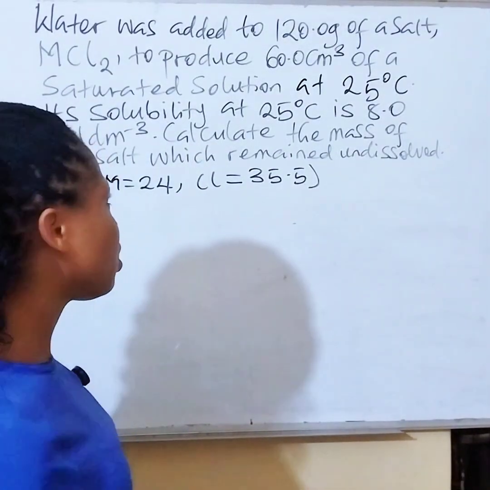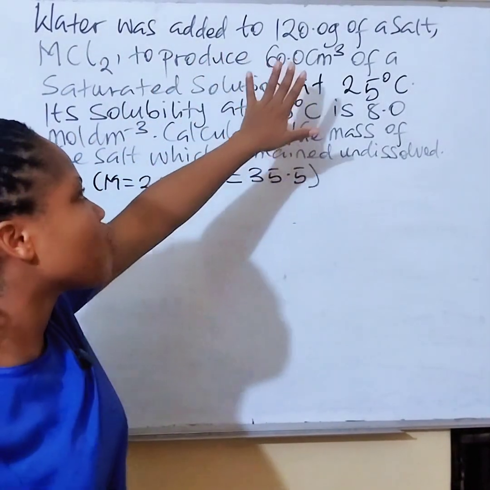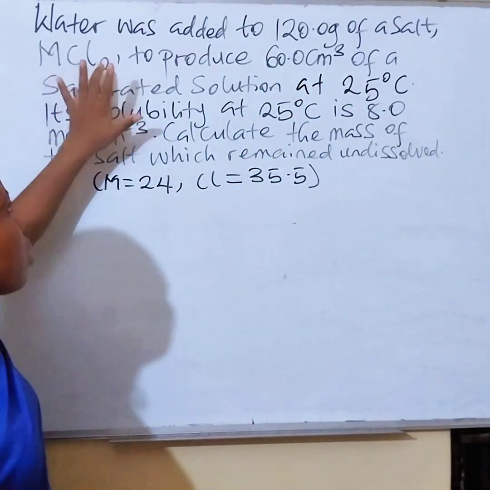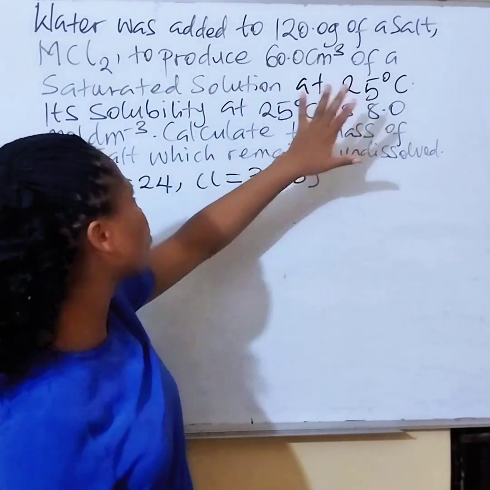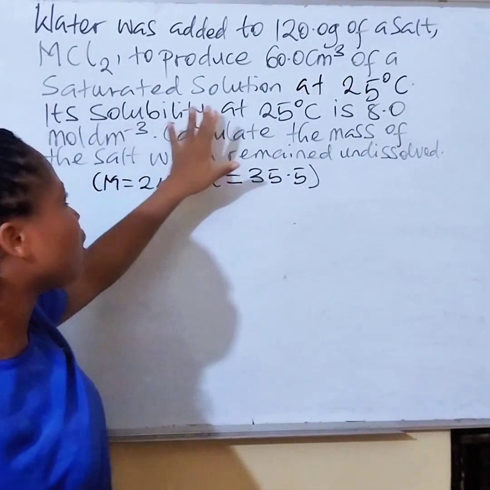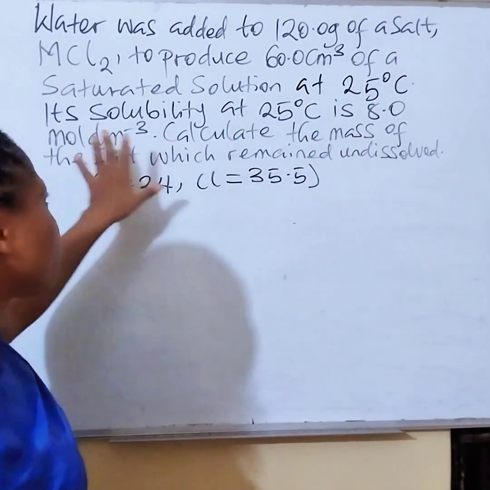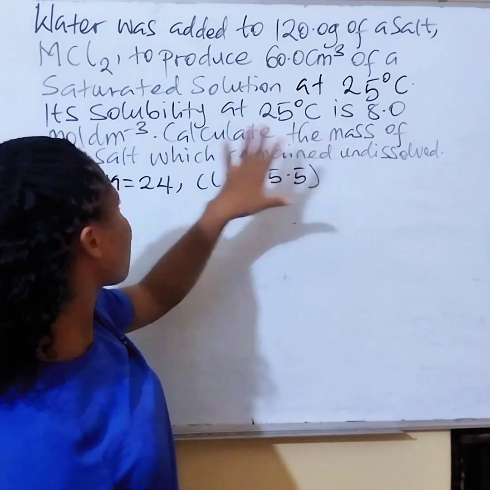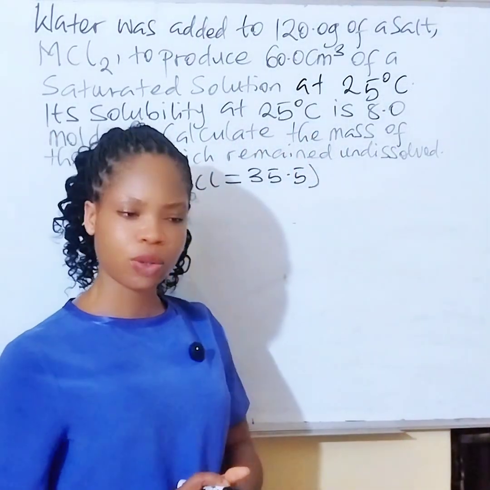So let's proceed. We're told that water was added to 120.0 gram of a salt, MCl2, to produce 60.0 cm cube of a saturated solution at 25 degrees Celsius. Its solubility at 25 degrees Celsius is 8.0 mol per dm cube. Calculate the mass of the salt which remained undissolved.